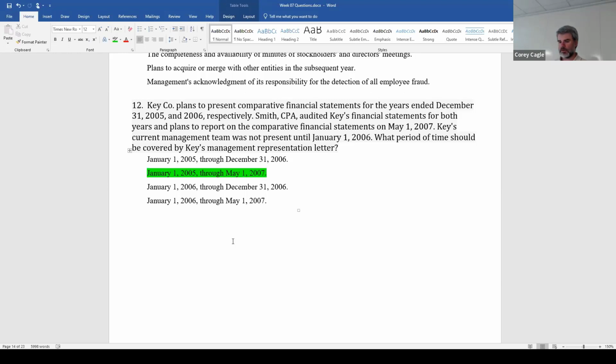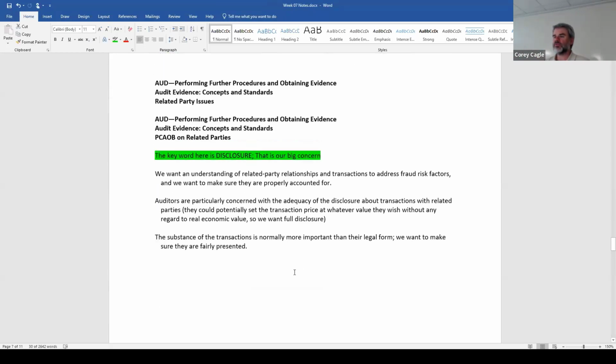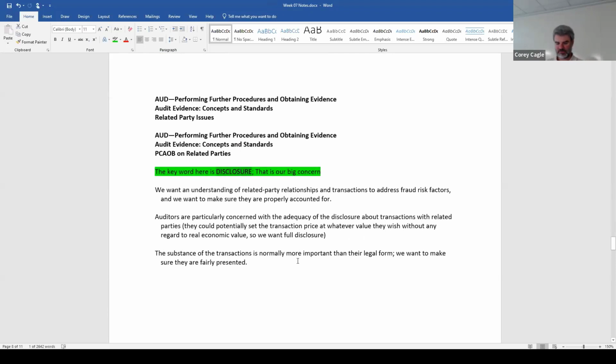All right. Questions on rep letters? Super, super easy. Related parties. When you think related parties, you think disclosure is the key. Related parties are not a problem. Not disclosing them is a problem. That just streamlines that right down to that one word. So related parties are fine. Disclosure is key. That's our big concern as an auditor.